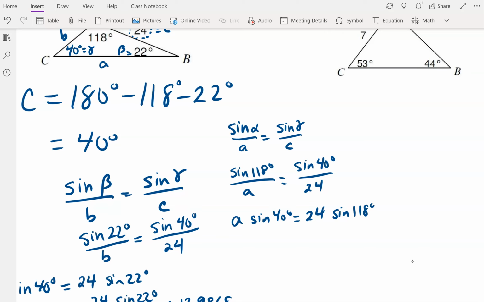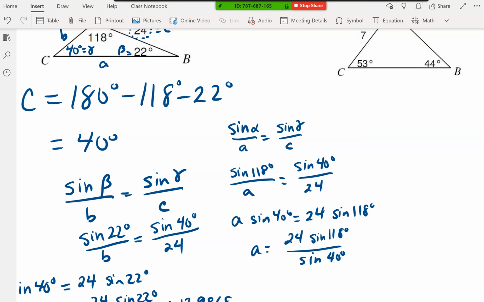And then divide by A. Or so, not divide by A. To solve for A, divide by sine of 40. So we get 24 sine of 118 degrees divided by sine of 40 degrees. And then again, we can go and put this into the calculator. So let me swap over to the calculator real quick.